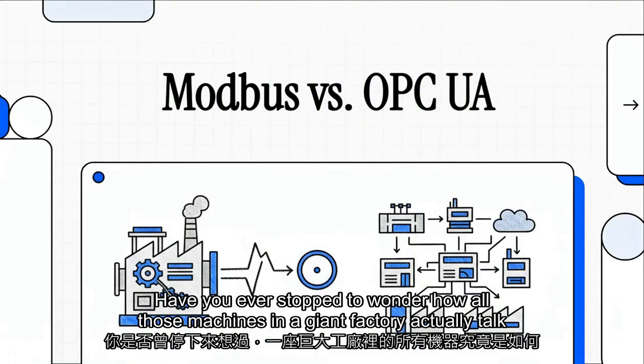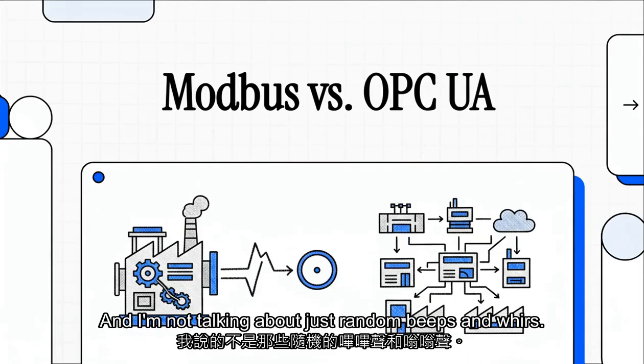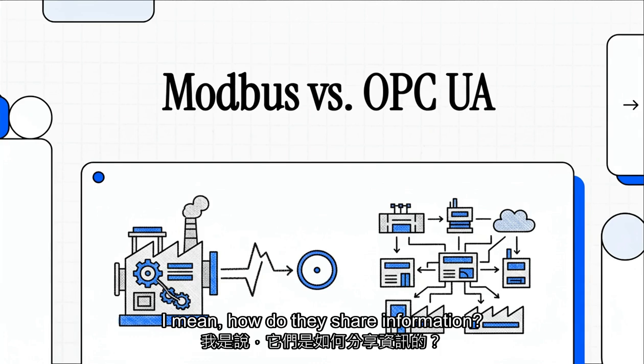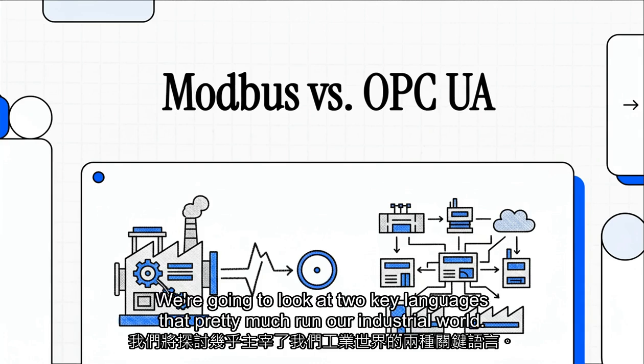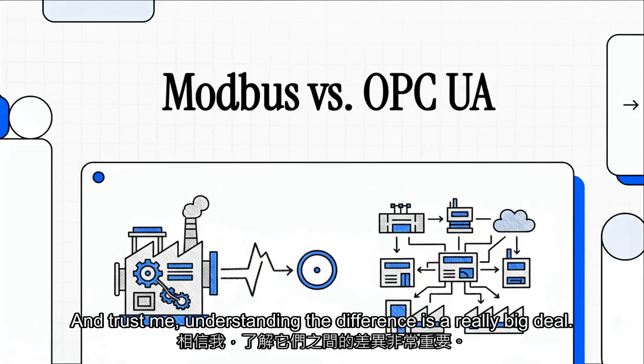Ever stop to wonder how all those machines in a giant factory actually talk to each other? And I'm not talking about just random beeps and whirs. I mean, how do they share information? We're going to look at two key languages that pretty much run our industrial world. One of them is paving the way for the smart factories of the future, and trust me, understanding the difference is a really big deal.